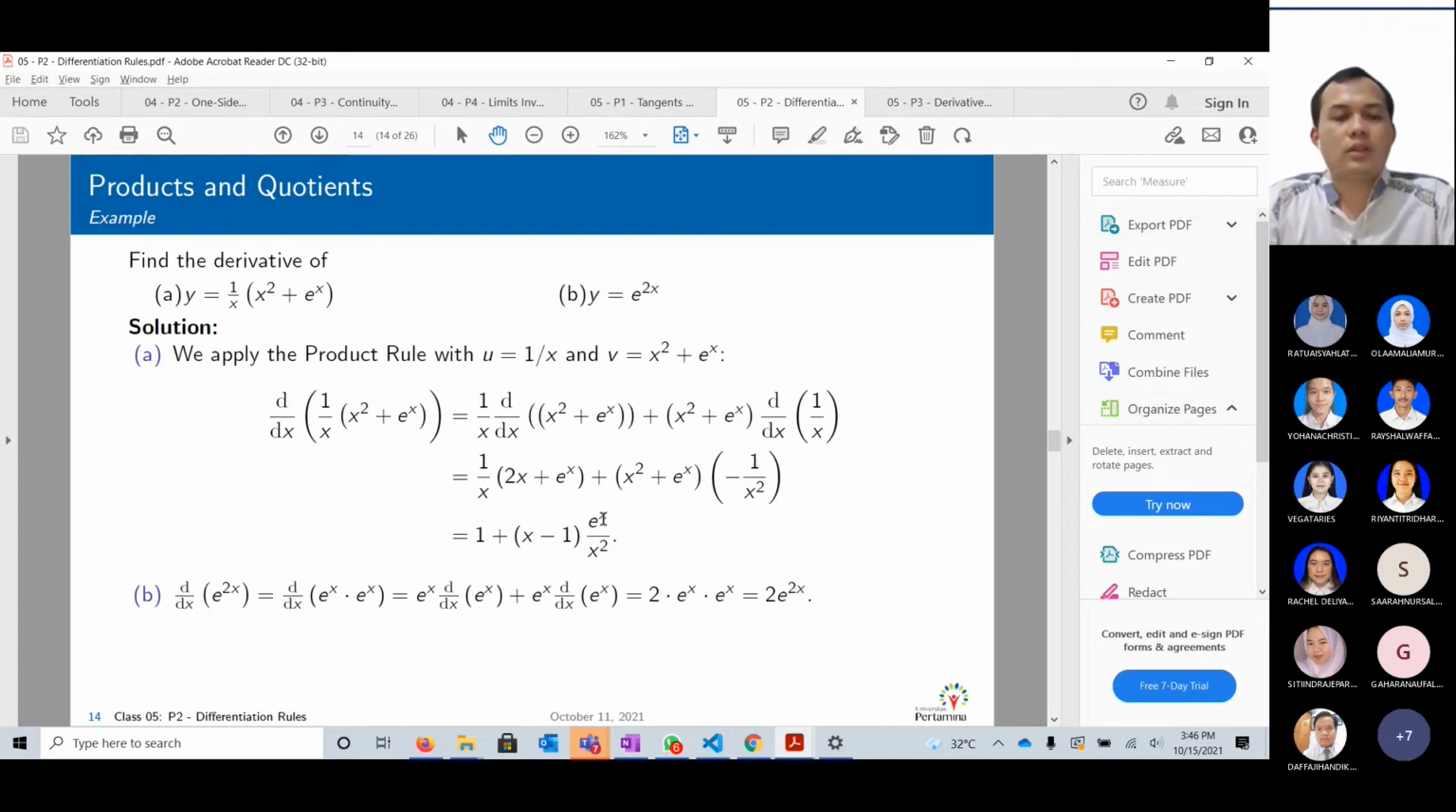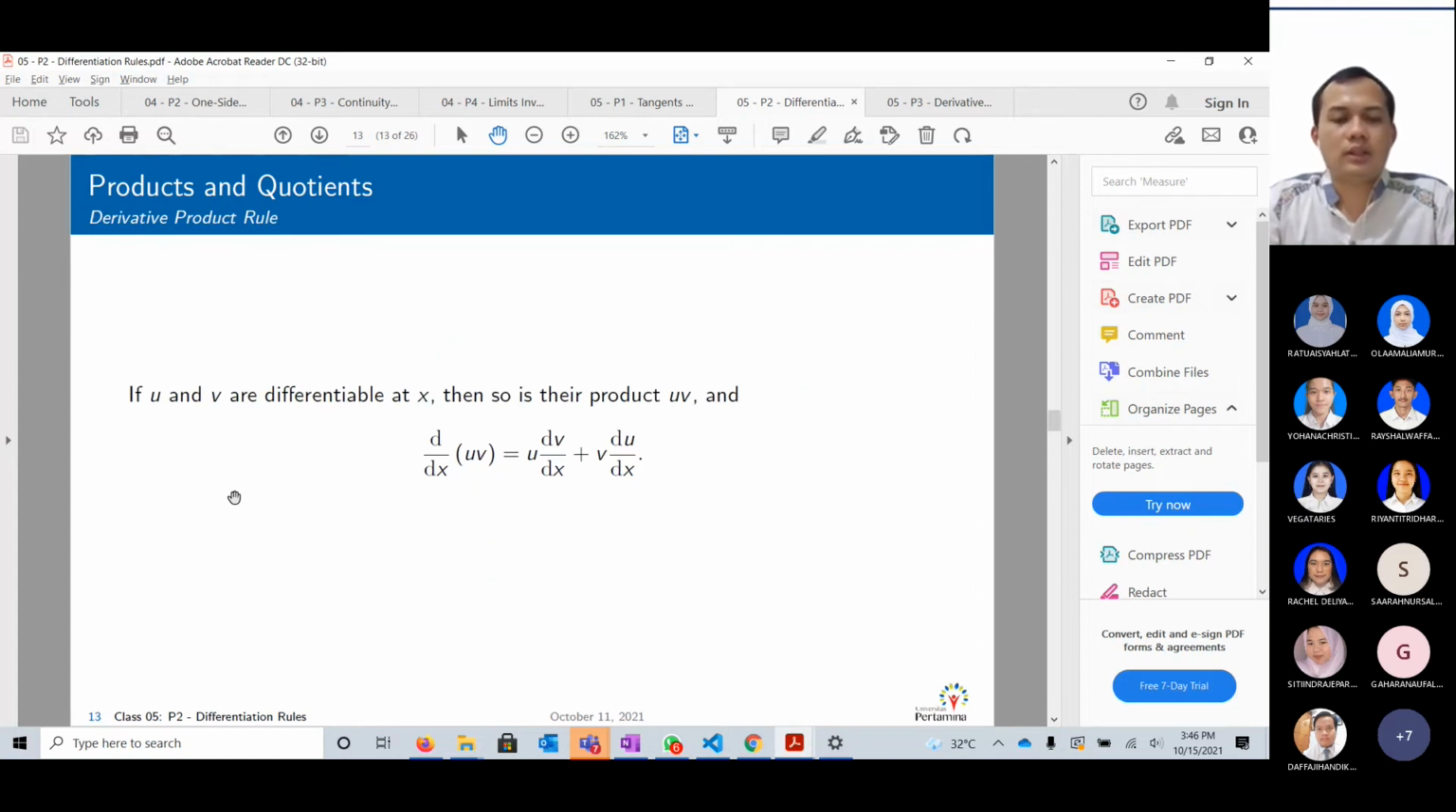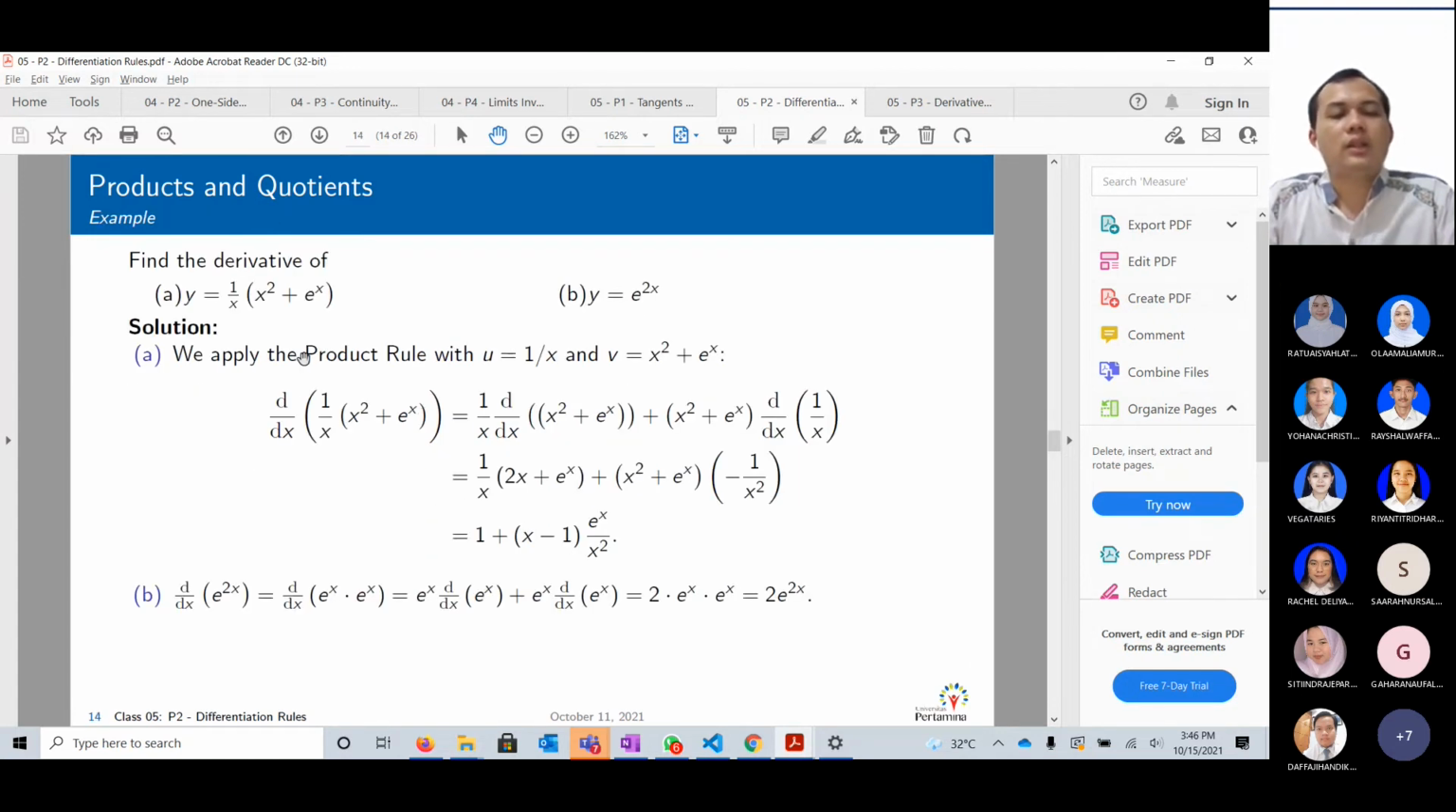So what about the quotient? Okay, so now here is the example for the products. If we have y equals 1 over x times x squared plus e power x, we can apply the product rule by considering u as 1 over x and v as x squared plus e power x.